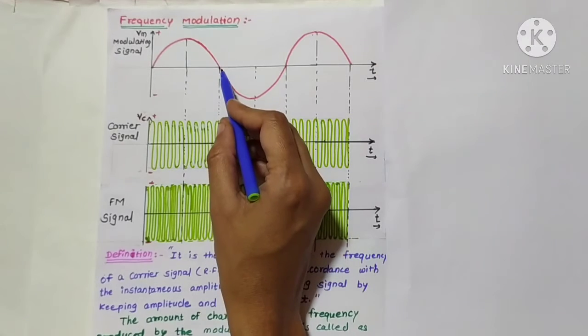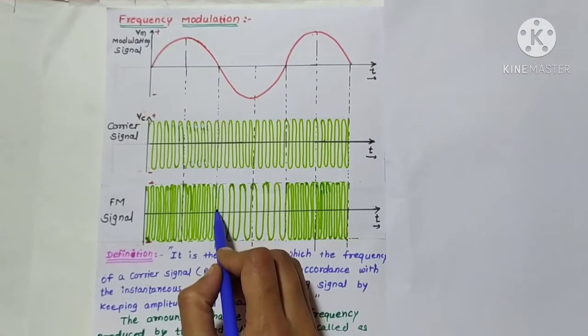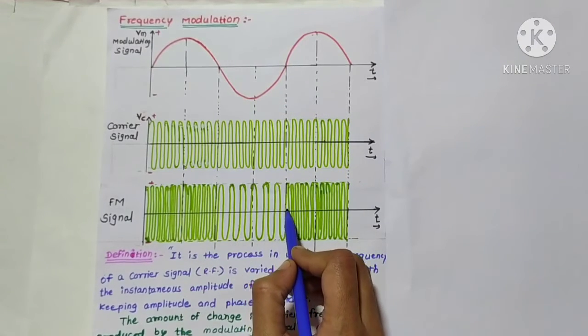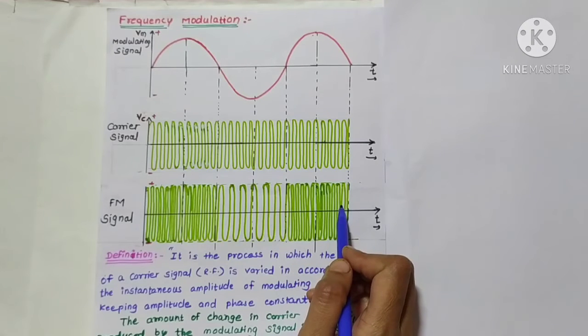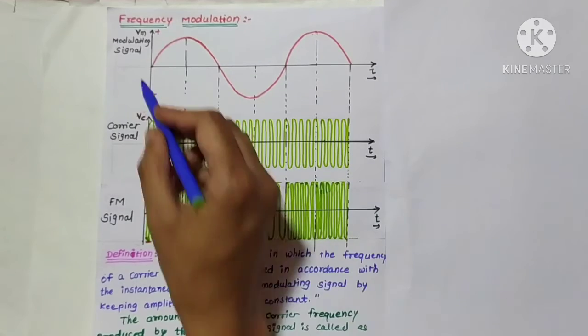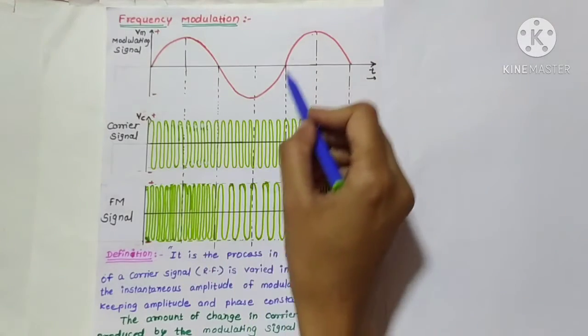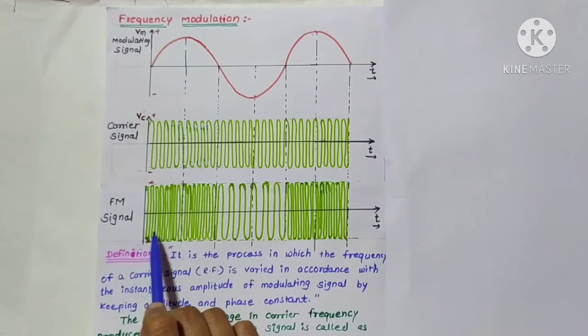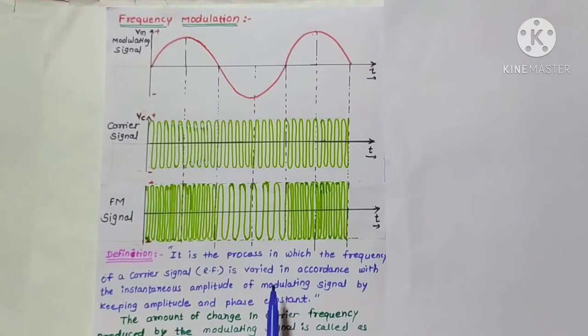As this is a negative edge, at this stage you can see in this portion the waveforms are expanded. Again there is a compression. You can see the compressed waveform, meaning there is a change in the frequency in accordance with the amplitude of the modulating signal. Okay students. Now, as you can see the different types of waveforms: modulating signal, carrier signal, and this is the final frequency modulated signal. Okay students, so remember this point.